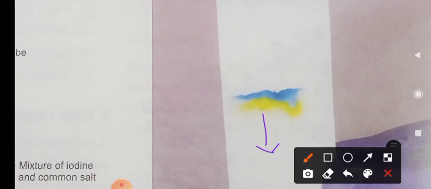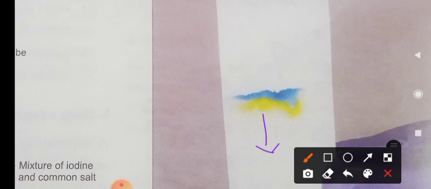We have separated the pigments of the green color, no? So this method is called chromatography. Do you understand, children?